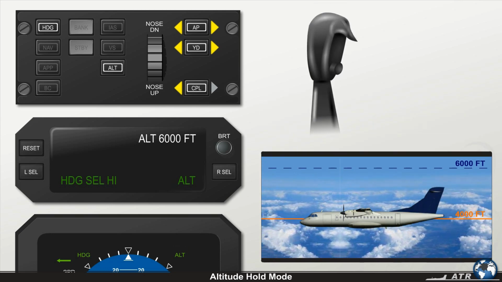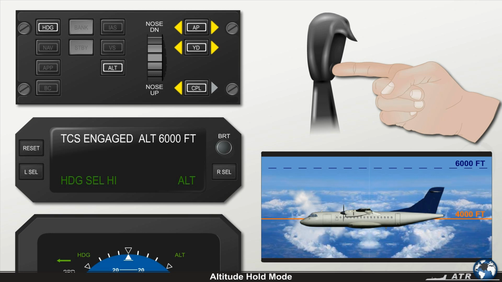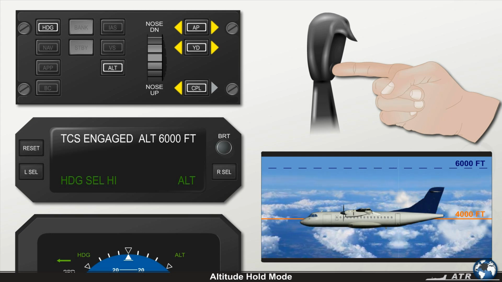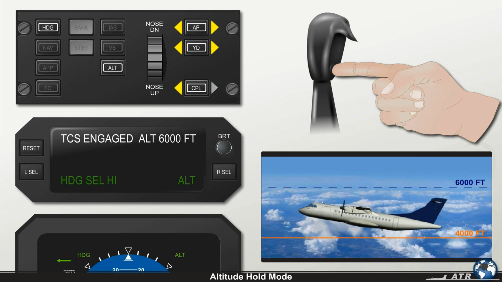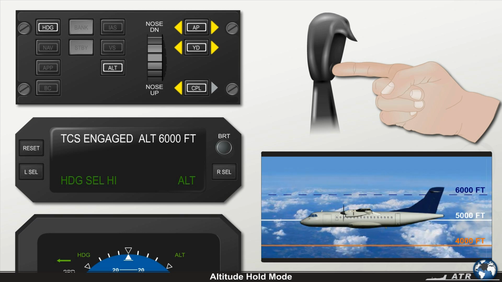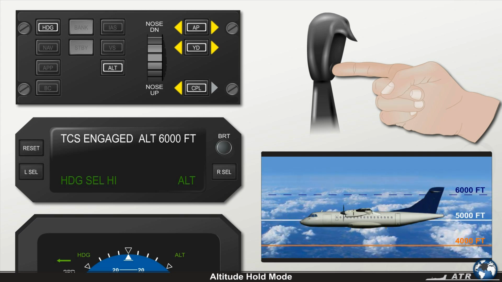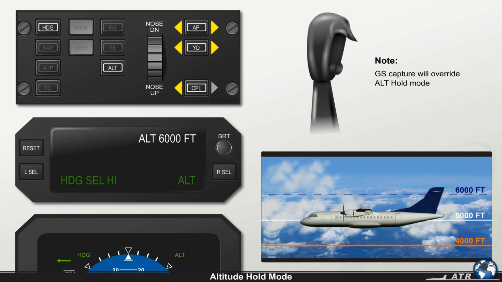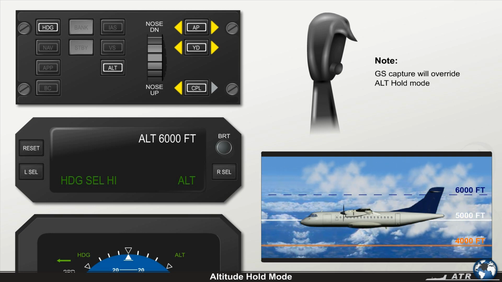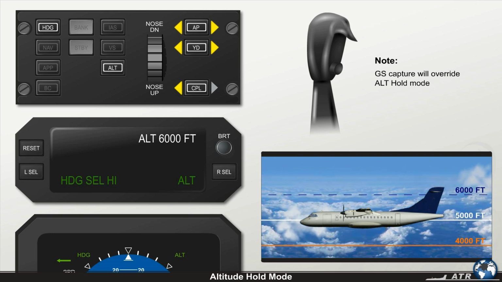By pushing and holding the TCS button on the control wheel, the aircraft can be maneuvered to a new altitude reference without disengaging the mode, and the aircraft will maintain the new reference as soon as the TCS button is released. Note that when a glide slope capture occurs, it will override the altitude hold mode.